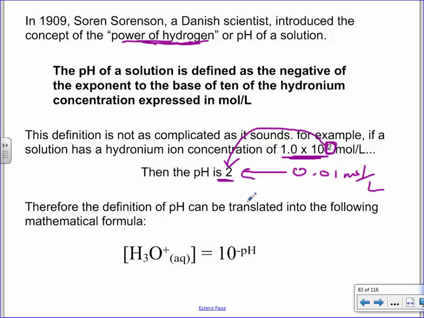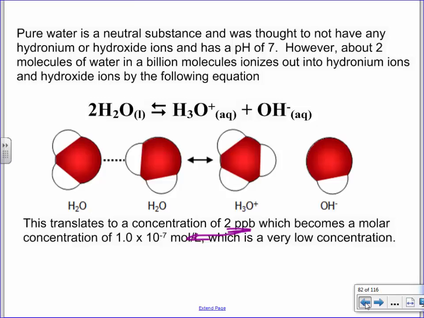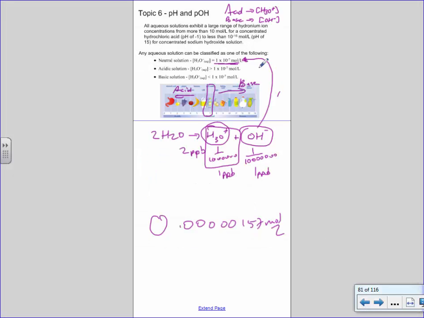Okay, let's talk about this for a second here. I'm going to go back a slide. What was the concentration? Sorry, this is so small here. What was the concentration up here of water? Times 10 to the minus 7. What pH do we give water?